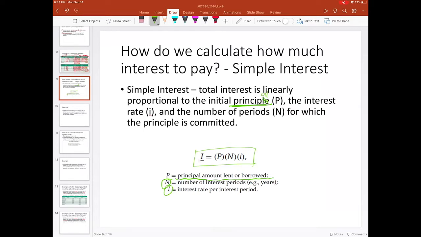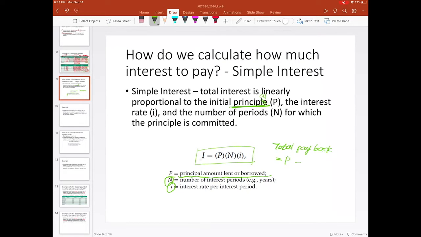Okay? Like the 10%. So if you want to calculate the simple interest, you need to use the P, principal amount, times the number of interest periods times the interest rate. That's your total interest. And if you want to know the total payback, it should be P, the initial amount you borrowed, plus the total interest. So P plus I. That's your total payback. Okay?